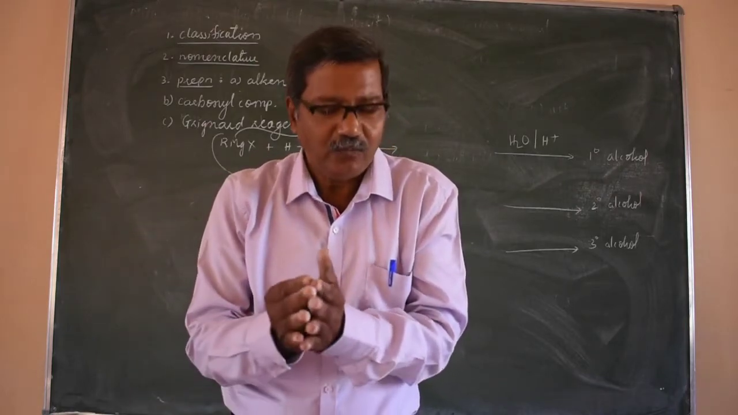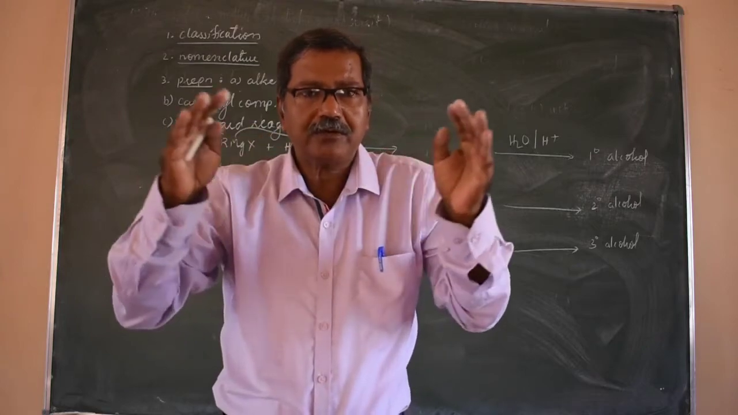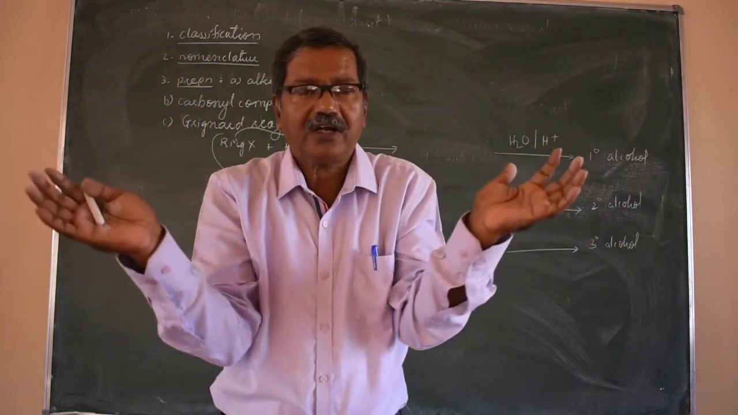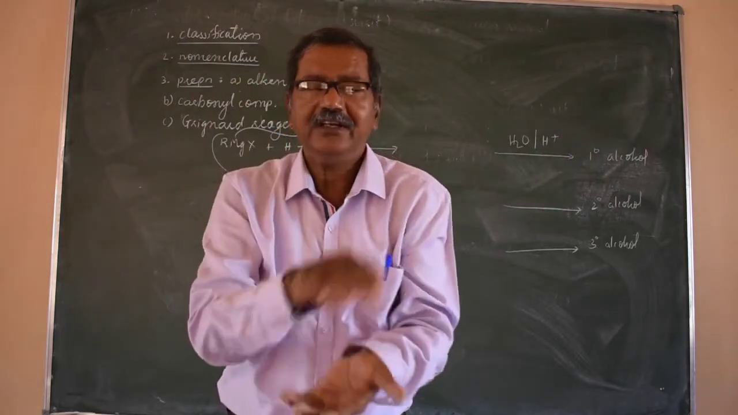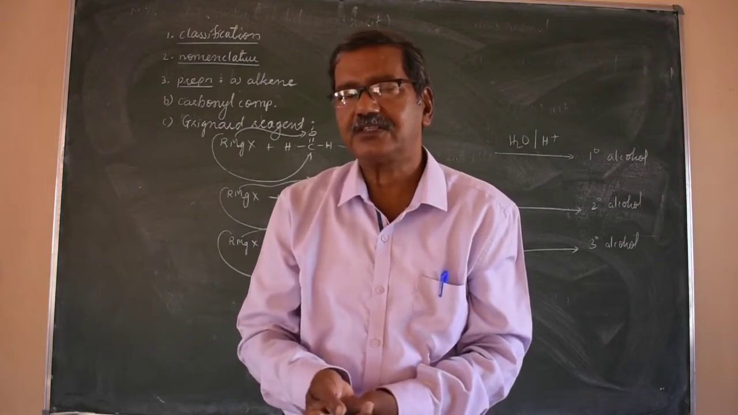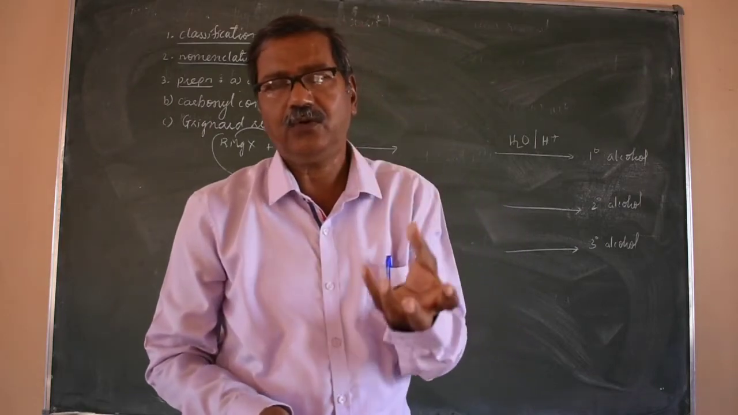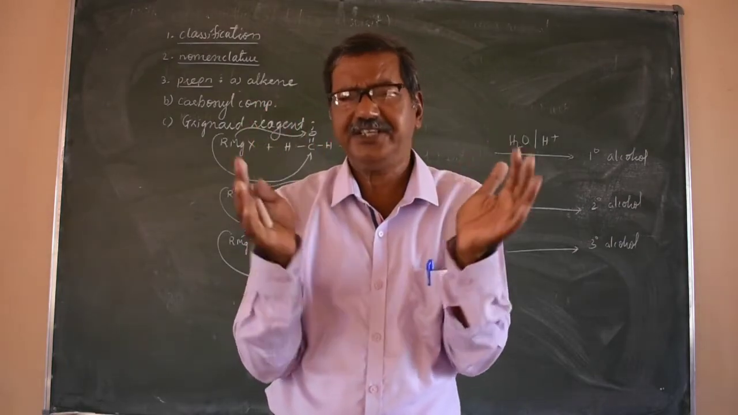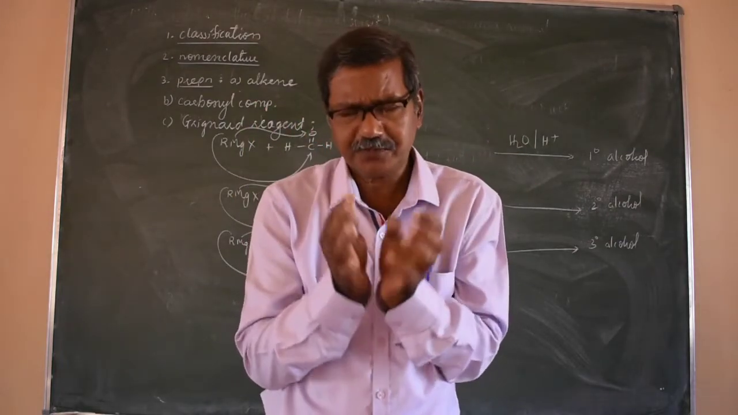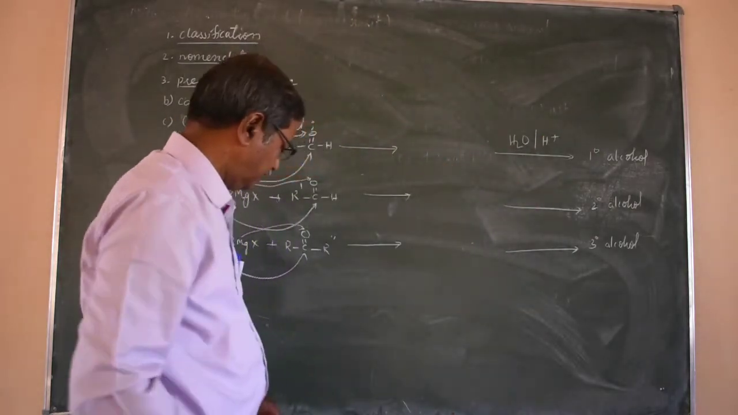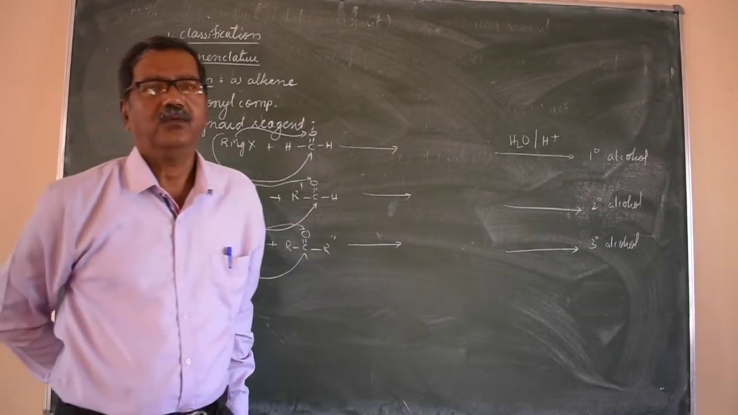But when the hydrophobic group, that is the alkyl or aryl group, is larger, then solubility decreases. So solubility also depends on the length or the size of the hydrophobic group. If it is smaller, it dissolves. If it is larger, it is insoluble or slightly soluble in water.